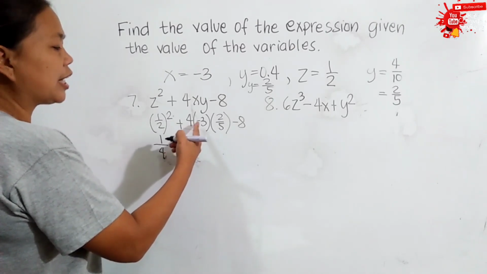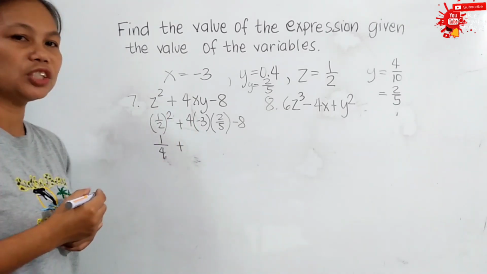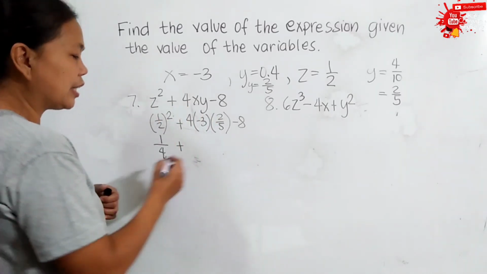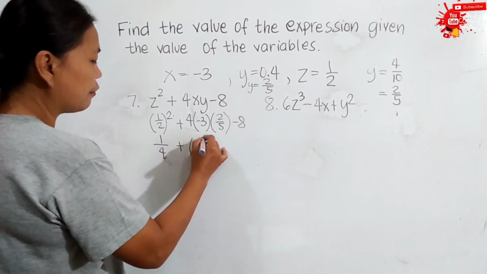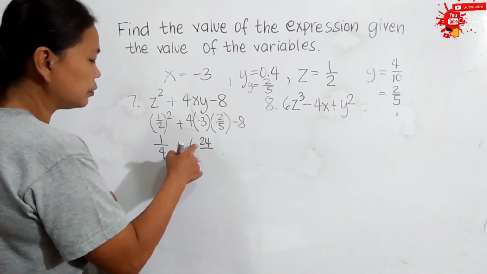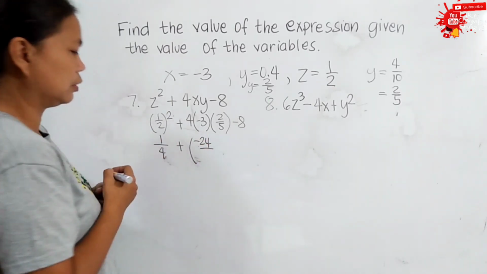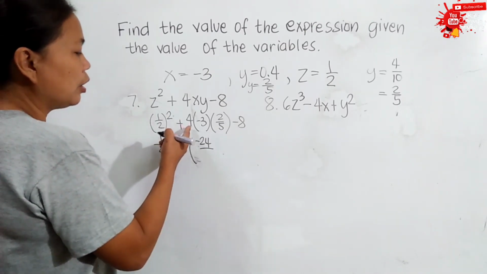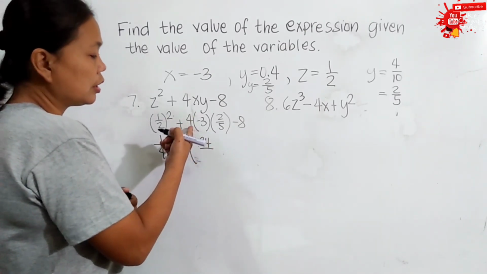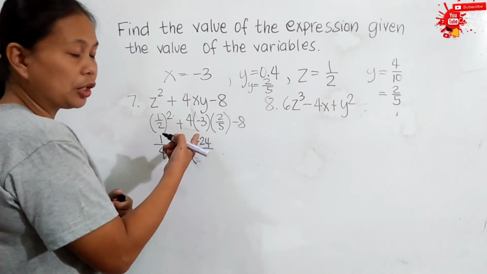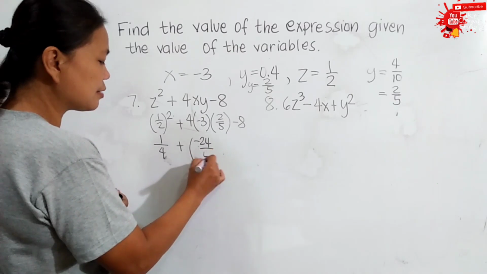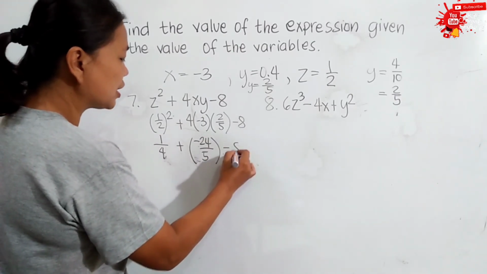Plus, so 4 times -3, which is -12, times 2, which is -24, over, okay, over, of course, an integer or a whole number has a denominator of 1. So 1 times 1 times 5 is 5, minus 8.